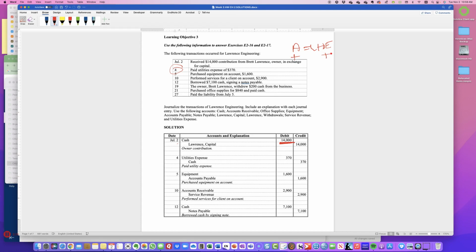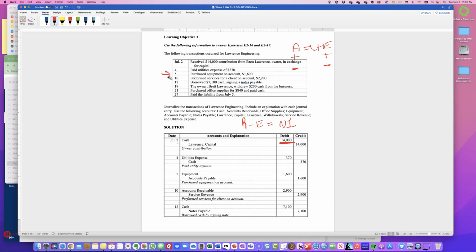Then we move on to the 4th, where we paid utilities expense of $370. Utilities expense is an extension of our owner's equity. Revenues minus expenses equals our net income, and expenses reduce our owner's equity, and it's also going to reduce our cash. You see how we debited cash on July 2nd, but we're going to credit cash on July 4th to show that we're paying this utility expense, and then we're going to debit utilities expense for the $370.